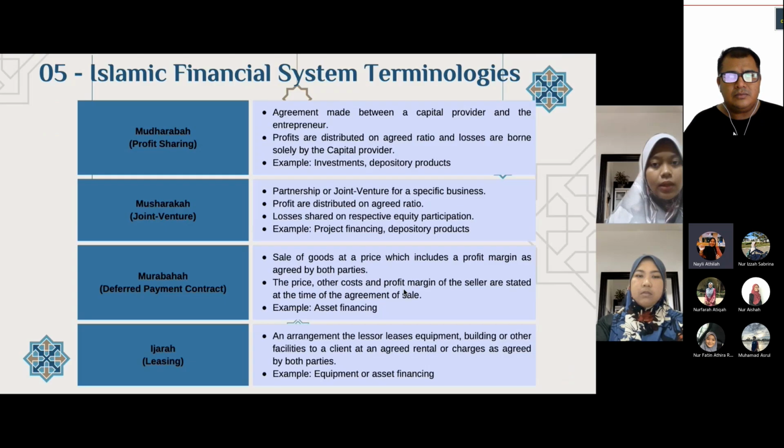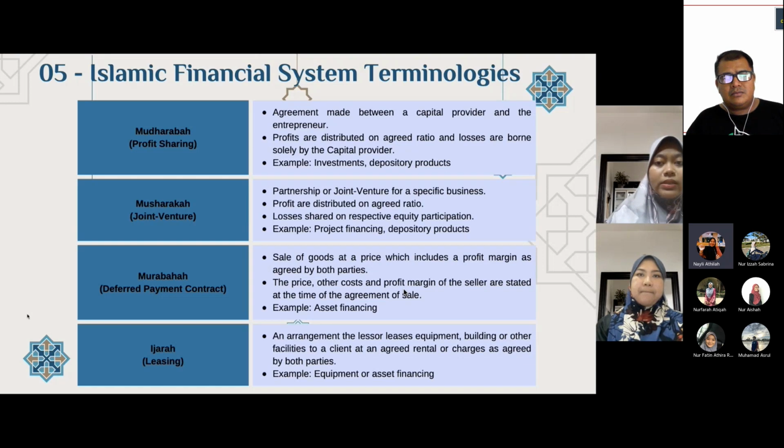Next. So now we are moving to the Islamic financial system terminologies. So some of the commonly used contracts are the mudarabah, which is profit sharing, the musyarakah, which is profit and loss, which is joint venture, murabahah, deferred payment contract, and lastly is ijarah, which is leasing.